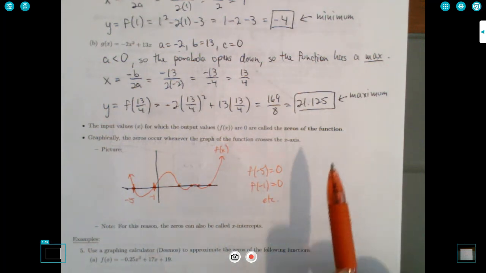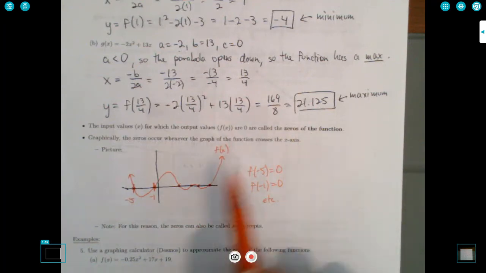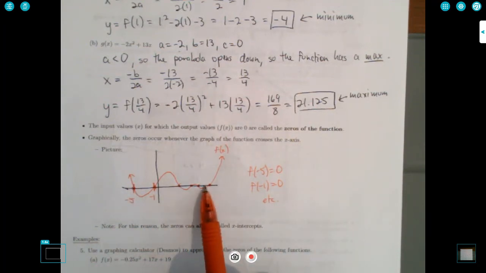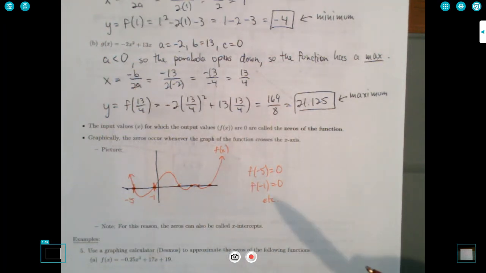But the point I'm trying to make is that you can tell where the zeros of the function are just by looking at a graph of the function and seeing where the function crosses the x-axis. And by the way, you may remember back from your algebra days that the place where a function crosses the x-axis is called an x-intercept. So the zeros of a function can also be called x-intercepts, if you prefer.